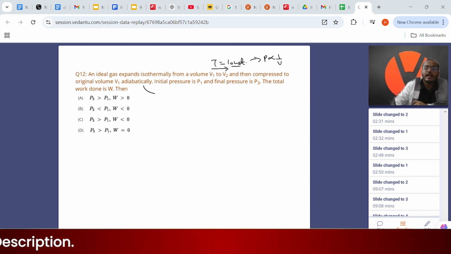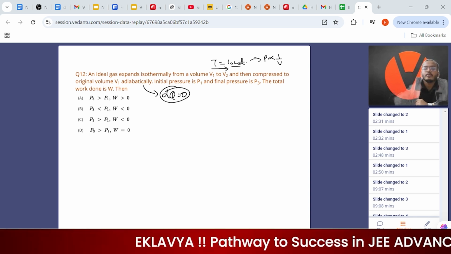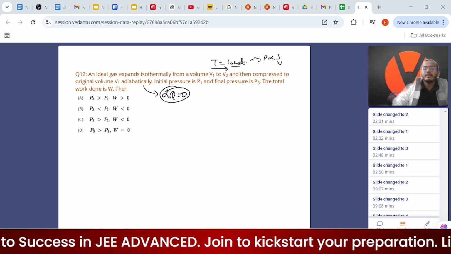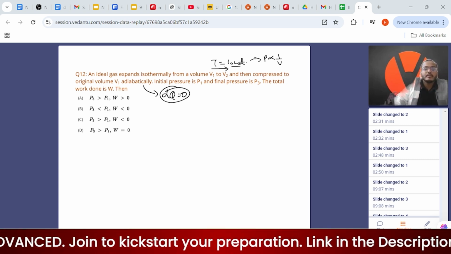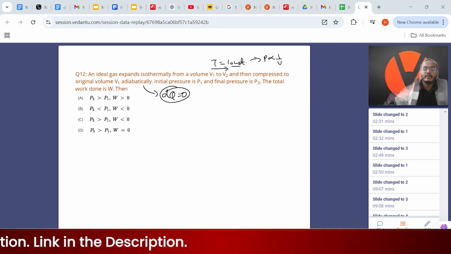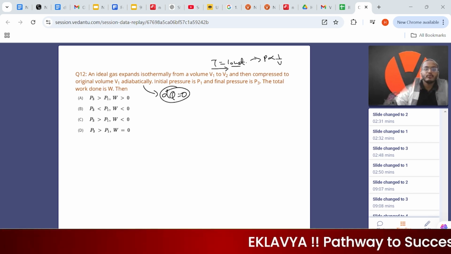Original volume V1 adiabatically. Adiabatically means no heat exchange. So initial pressure P1 and final pressure is P3. Then the total work done is W. Then we need to calculate whether work done is equal to 0, less than, greater than, or what. And then we have to find the relation as well.